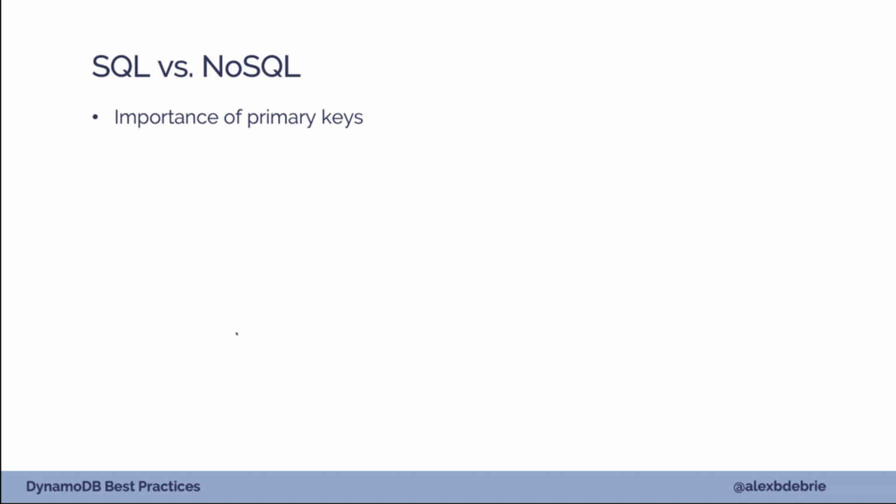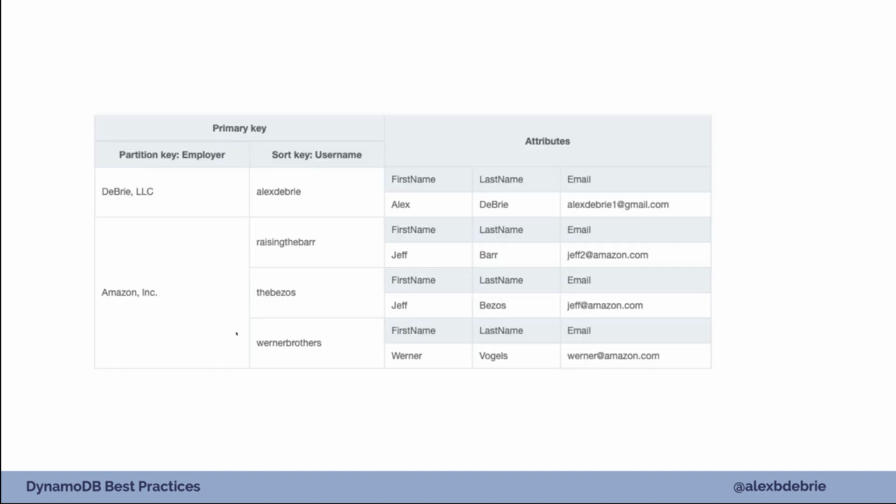So with that in mind, if we get into that SQL versus NoSQL, I think one of the big things is the importance of primary keys. If you're coming from a relational database with SQL, you can select any column you want, or you can filter off any column you want. You can filter on a column from a joined table or anything like that. Whereas in DynamoDB, you can't really do that.